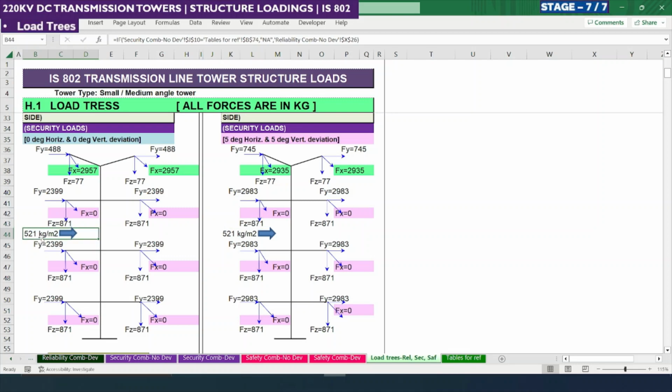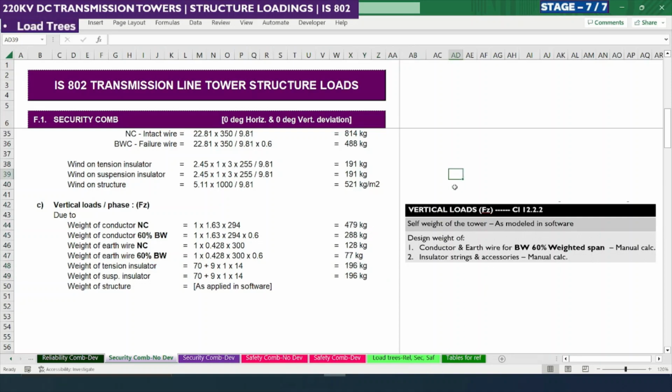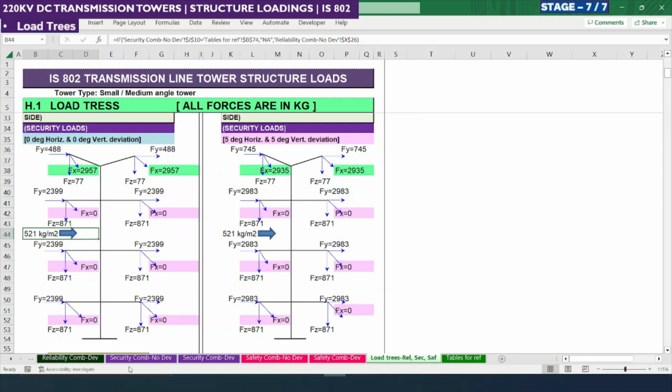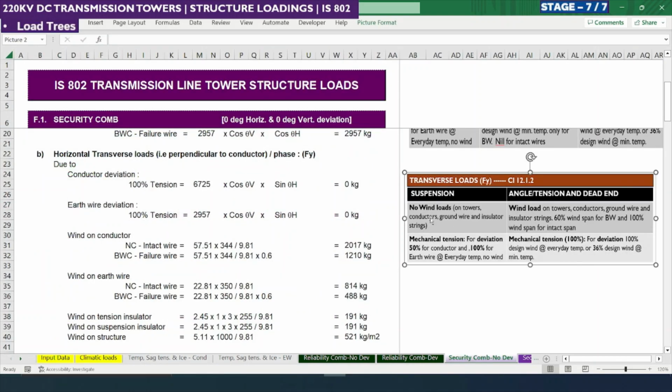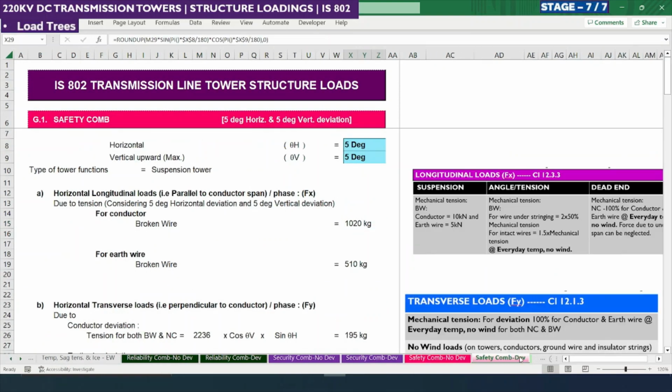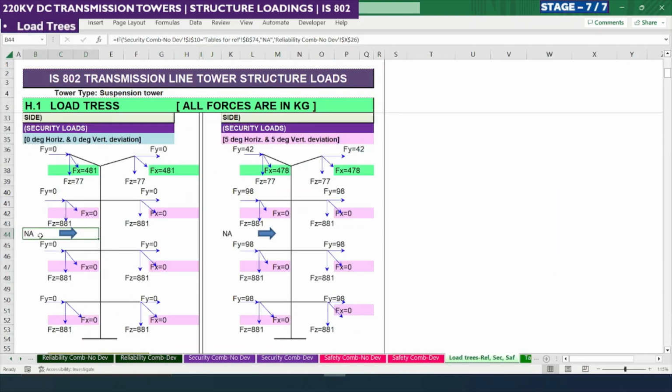So similarly, for line tower we need to consider wind in case of security loads, which is described in this load case, that too in transverse conditions. So wind load is considered in the load cases for security under transverse loads for tension towers. This 521 kg per meter square is not applicable in case of suspension tower, which is described in class 12.1.2. So no wind loads to be considered. If I change this to suspension tower and look into that load tree, it is not applicable.